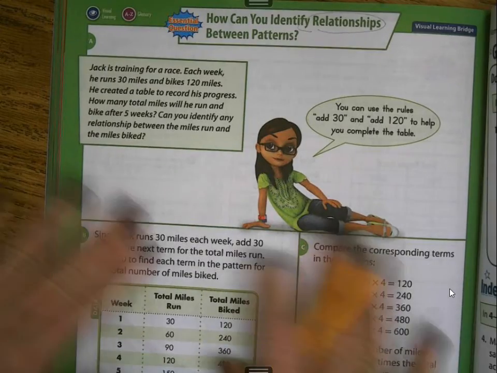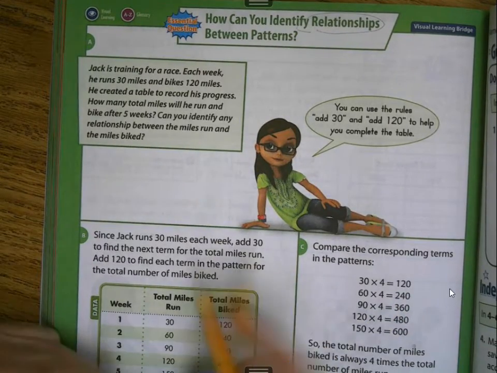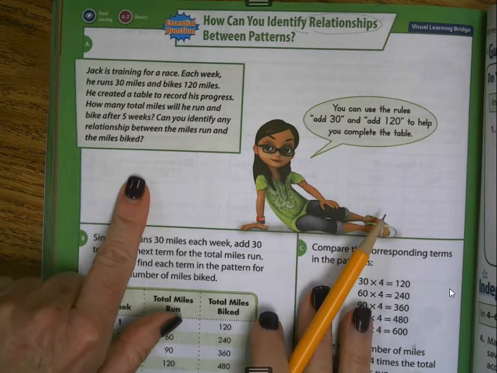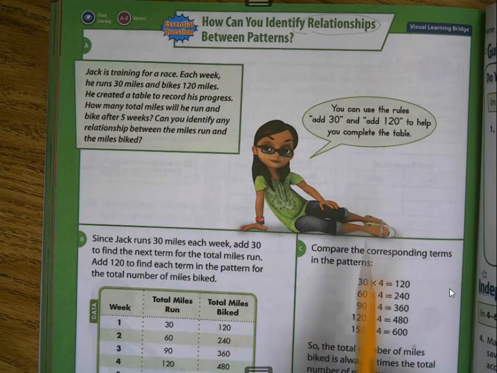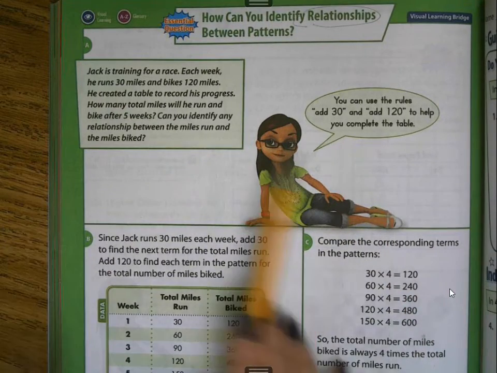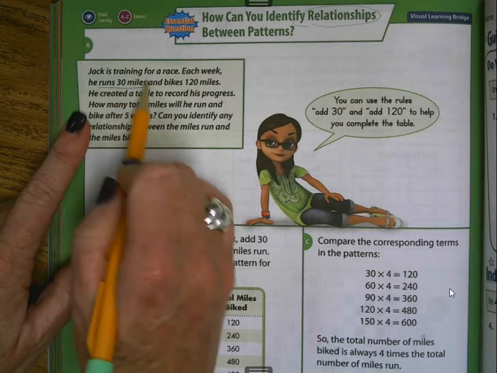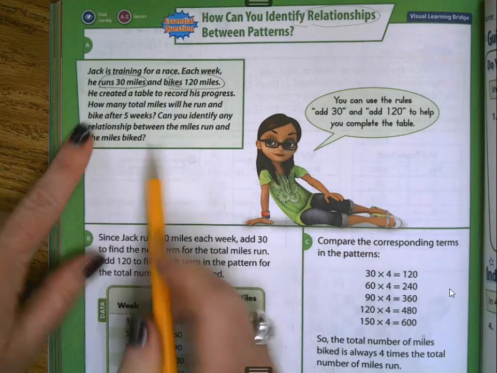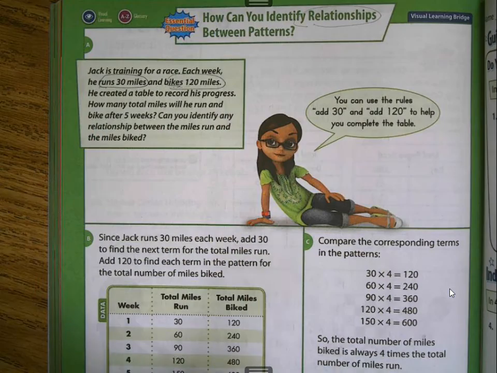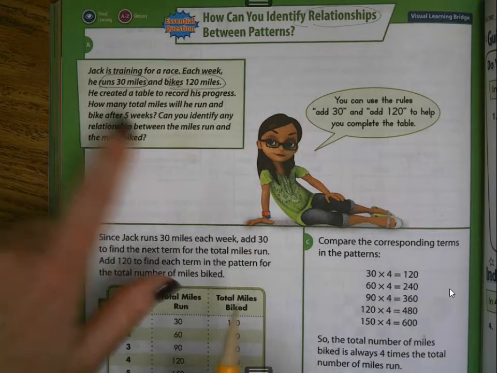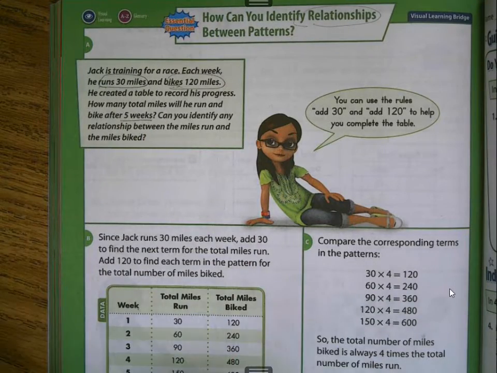All right, if you watch the visual learning video on the Get Help button with the Practice Buddy, the video should be this particular problem being worked out. So I really don't want to work it out too much. We can just look through it real quick. But Jack's training for a race. Each week, he runs 30 miles. And he bikes 120 miles. He created a table to record his progress. How many total miles will he run and bike after 5 weeks? And then again, that same question. Can you identify any relationship between the miles run and the miles biked?